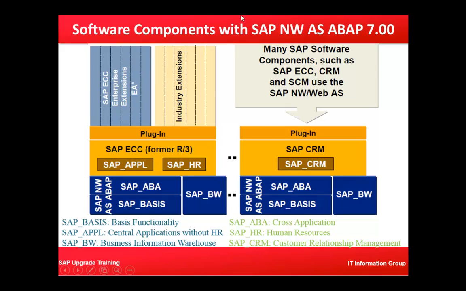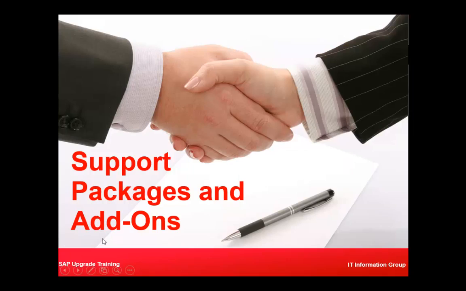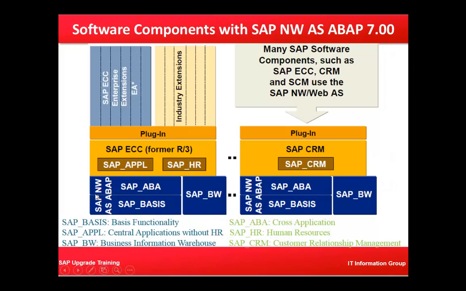these are the software components with SAP NWAS ABAP 7.00. Here you can see in this particular slide, it is SAP NWAS ABAP. You have SAP_BASIS component, you have SAP_ABA component. So basis component is for the basis functionality, SAP_ABA is for the cross applications, SAP_BW is for the business information warehouse functionality.